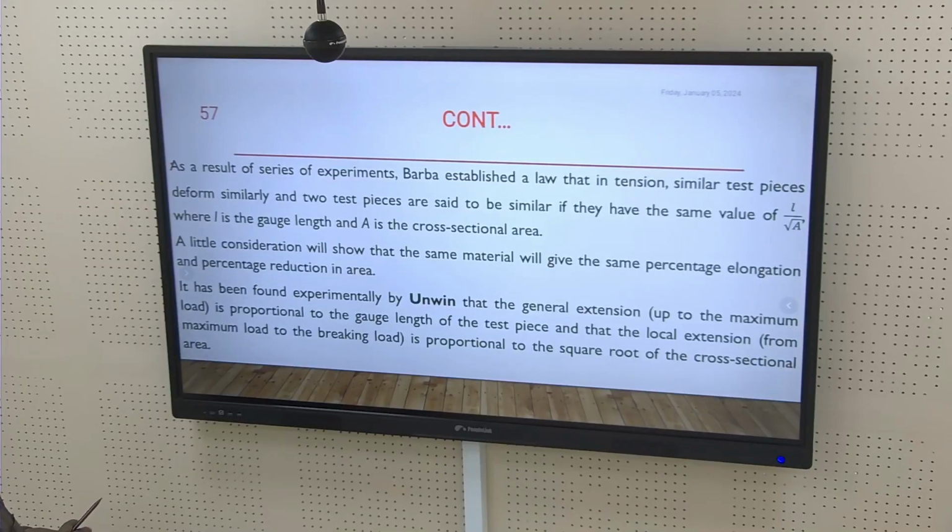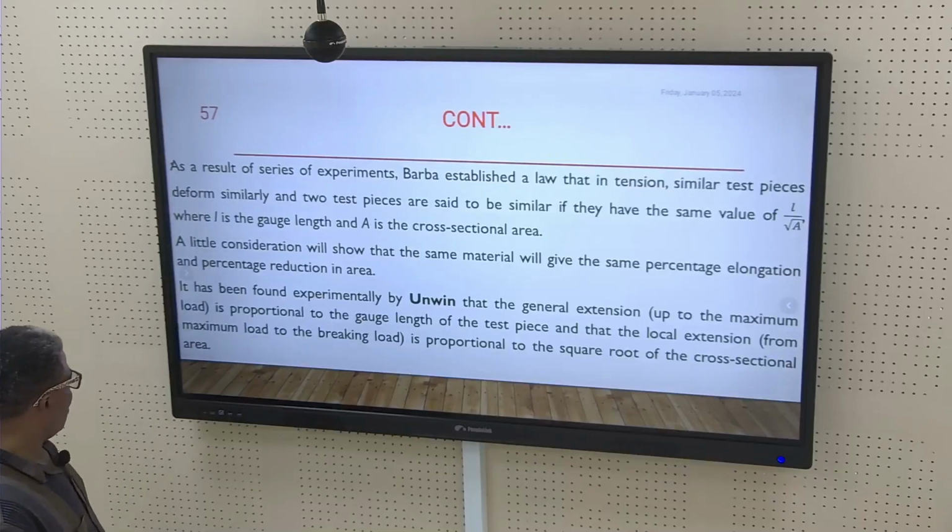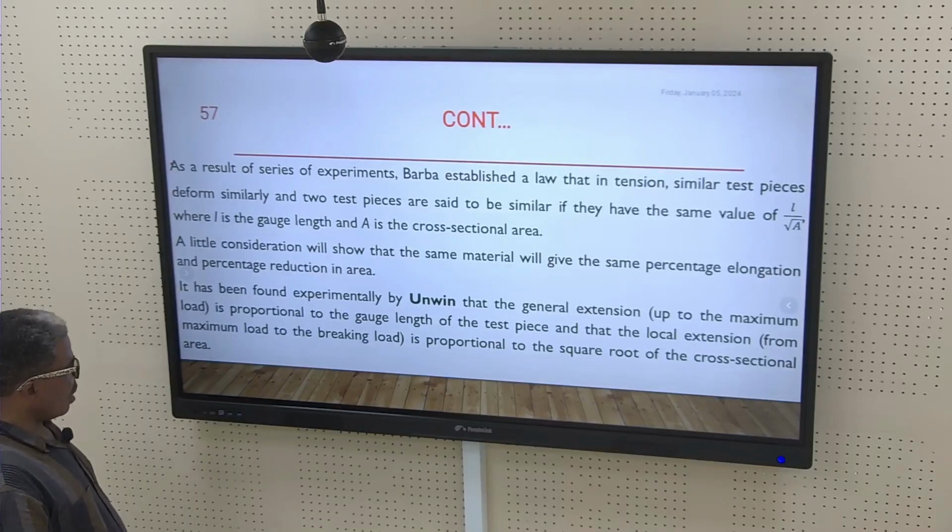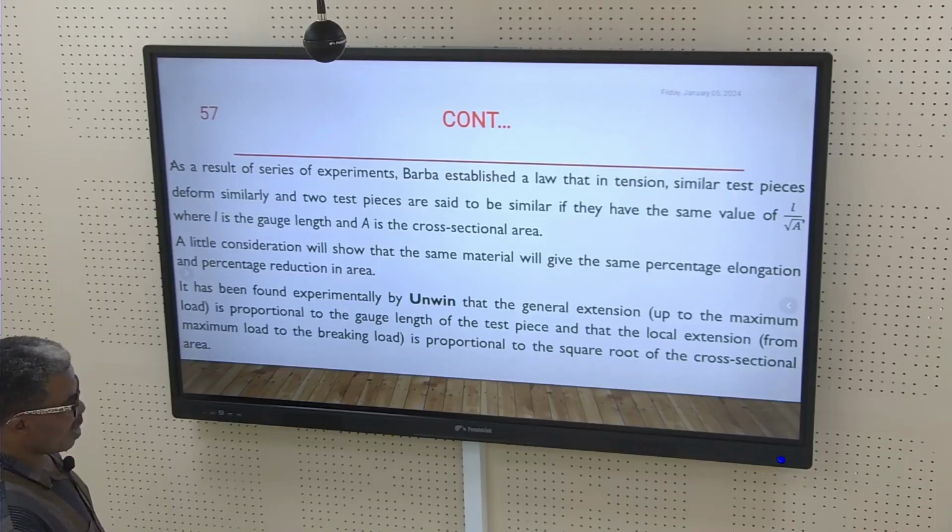It has been found experimentally by Unwin that the general extension up to the maximum load is proportional to the gauge length, the original length, of the test piece, and that the local extension from maximum load to the breaking load is proportional to the square root of the cross-section area.